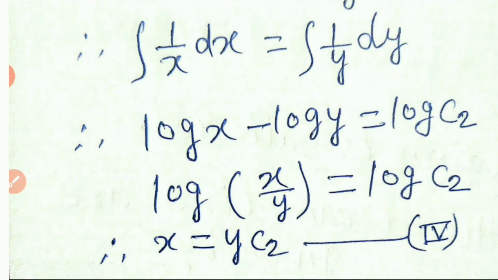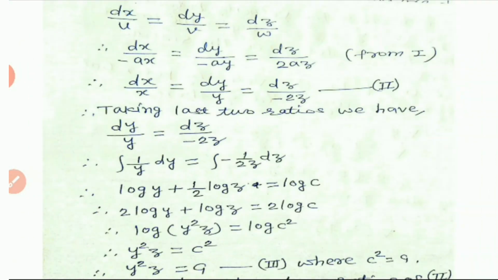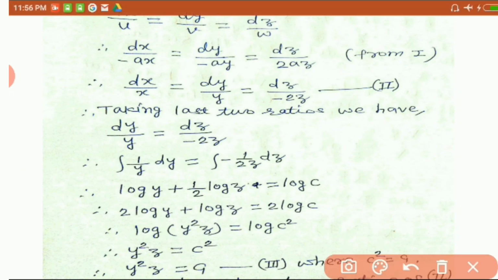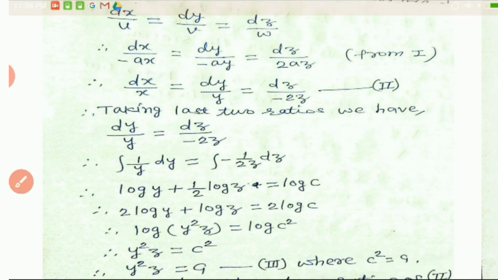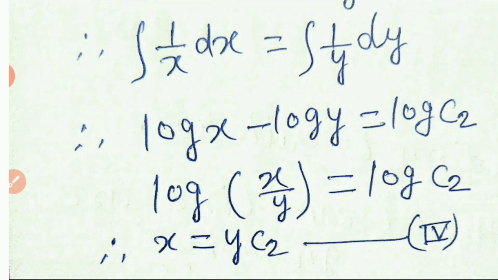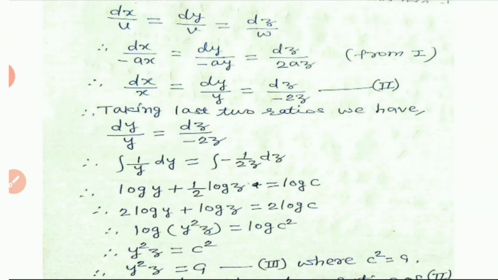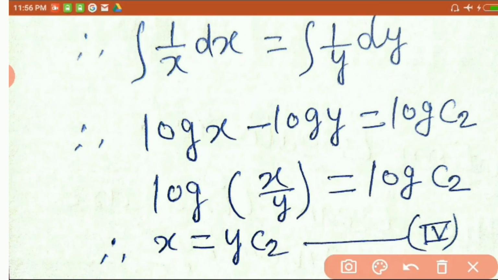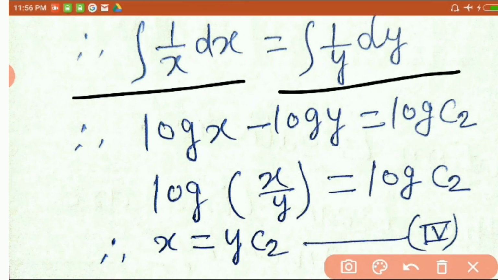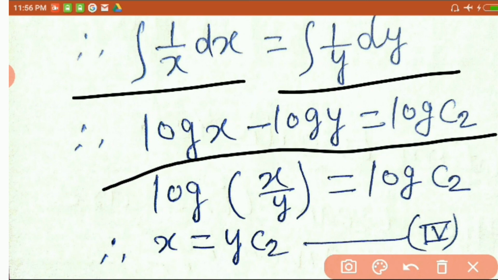Now taking the first two ratios, dx upon x is equal to dy upon y, and taking the integration of these two ratios, what do we get? We get integration of 1 upon x is equal to integration of 1 upon y. So log x minus log y is equal to log c2. So x is equal to y c2.